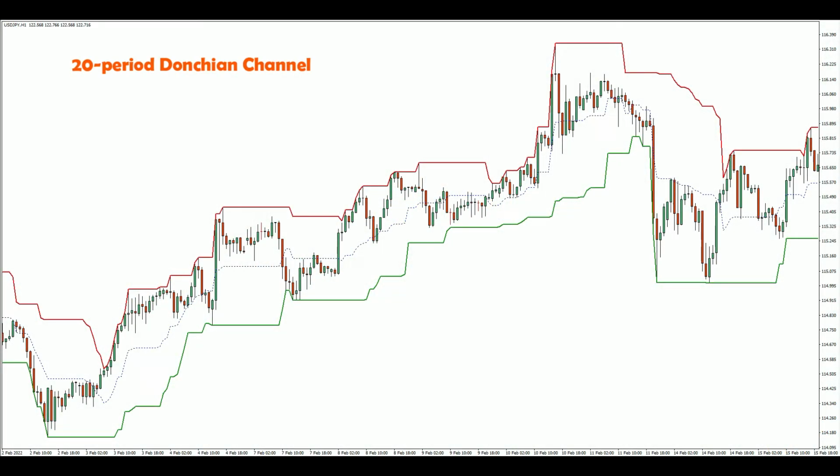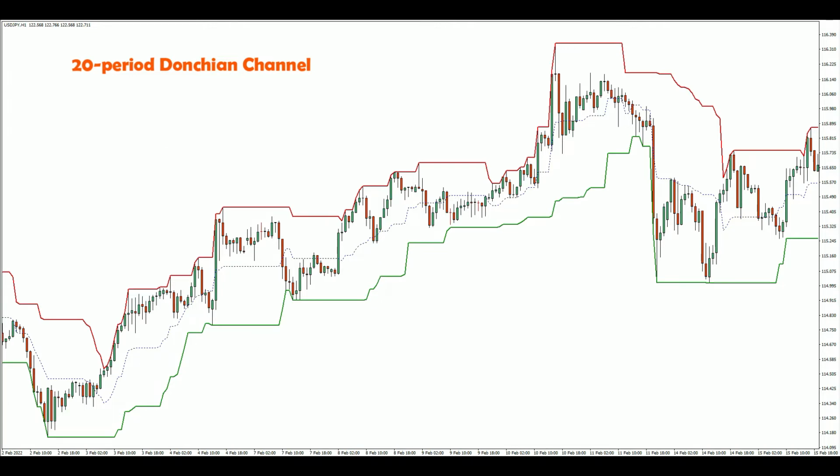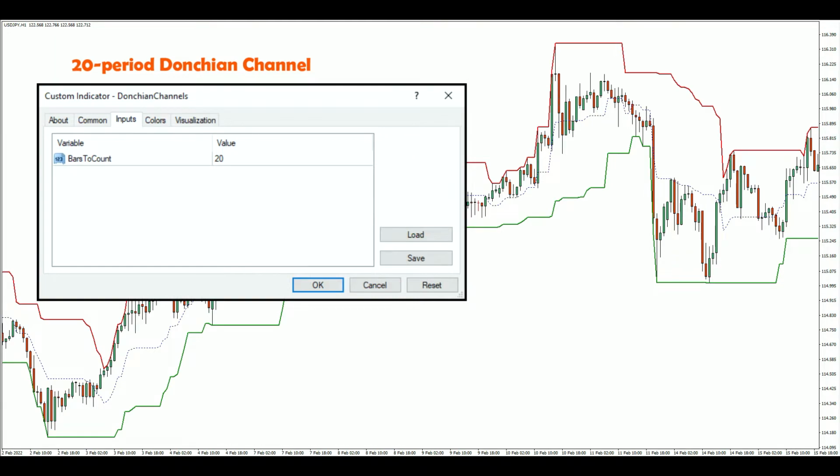Donchian channels are formed by plotting the highest high and the lowest low over the look-back period. A middle line, which is the average of the upper and lower lines, is sometimes plotted to indicate the average price. There is only one input parameter, the look-back period.